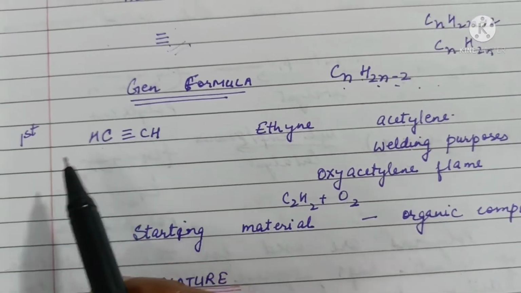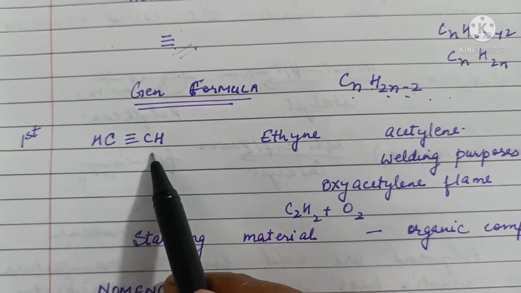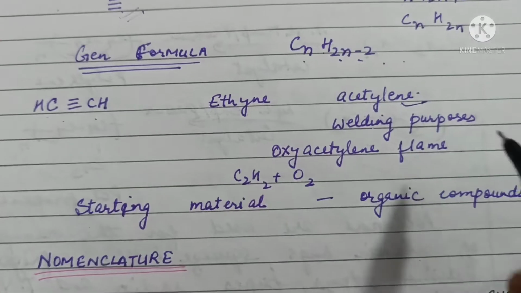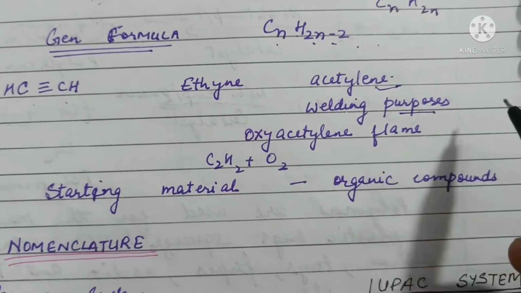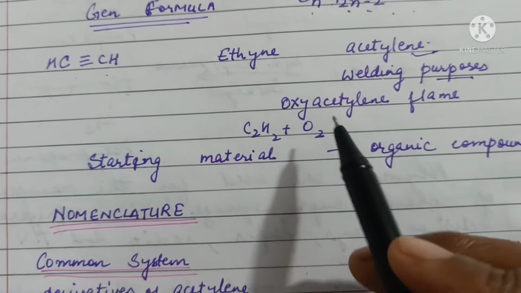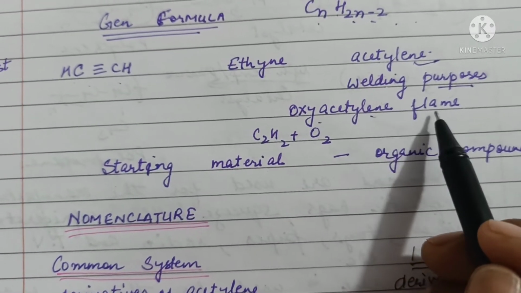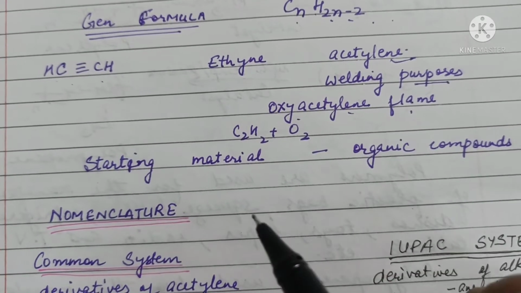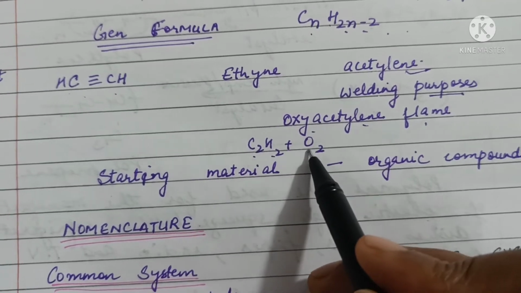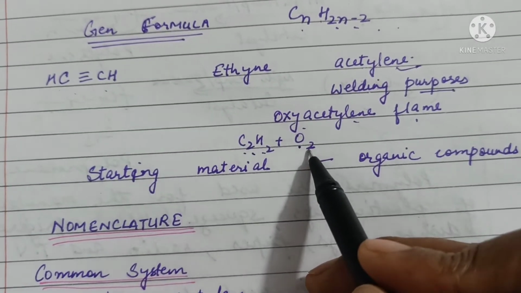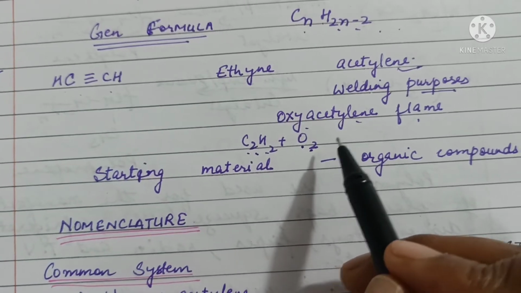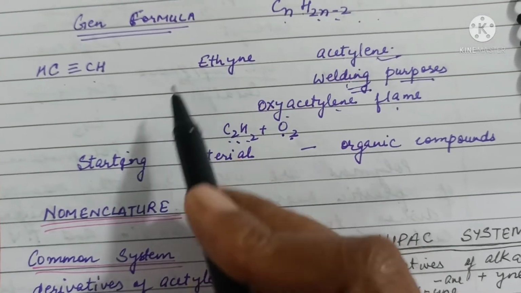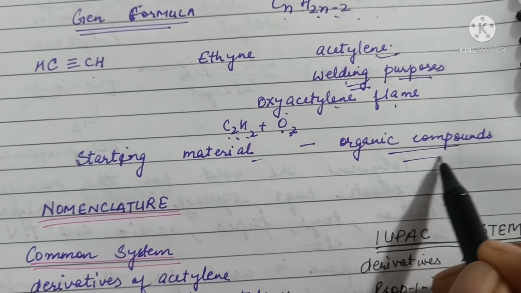The first member of this family, ethyne, is also called acetylene in common system. It is used for welding purposes by mixing with oxygen. Oxyacetylene flame produces so much heat that you can weld 2 iron pieces together. Ethyne plus oxygen or acetylene plus oxygen forms oxyacetylene, which is used for welding purposes. It is also the starting material for many organic compounds.